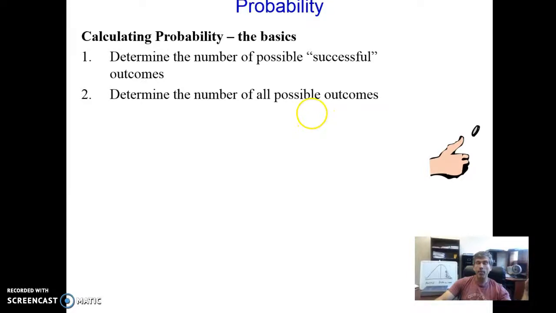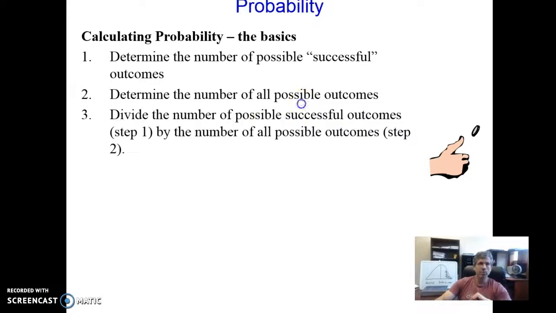Okay, how many things can happen when you flip a coin? 2 things can happen. Maybe some smartass out there is saying it's going to land on its edge. Maybe that's not going to happen. It's going to come up heads or it's going to come up tails. Stay with me. All right. Then you divide the first number by the second number, and that's it. Probability of getting heads when you flip a coin, there's 1 successful outcome. There's 2 total outcomes. 1 divided by 2 is 0.5 or 50%.